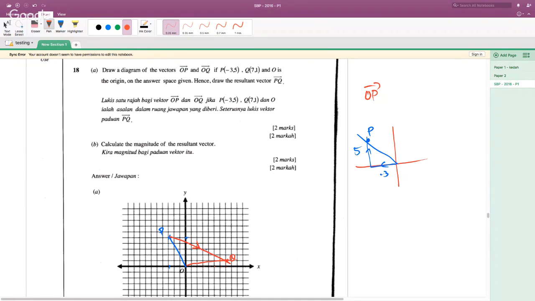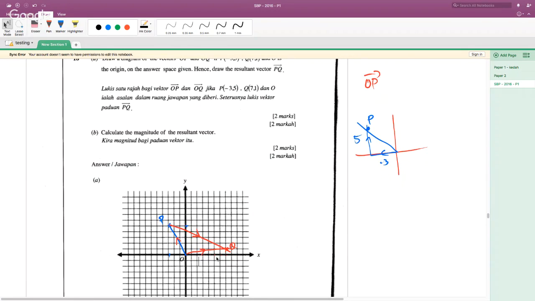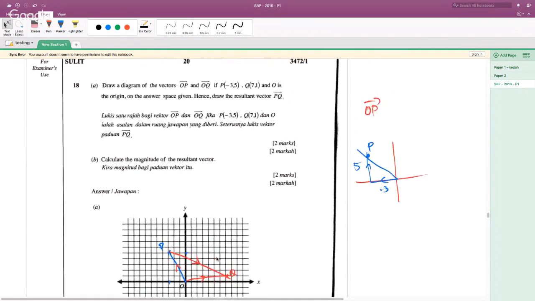Yeah, this is OP given, and draw the resultant vector PQ. This is OP, this is OQ, and the resultant vector PQ. You just draw like this, and then calculate the magnitude of the resultant vector.